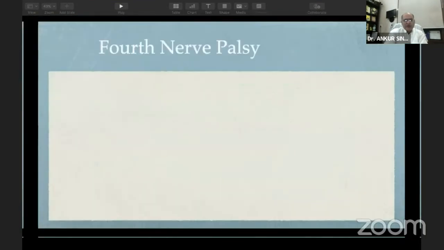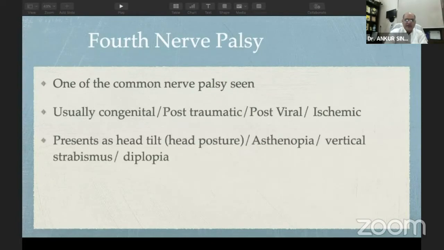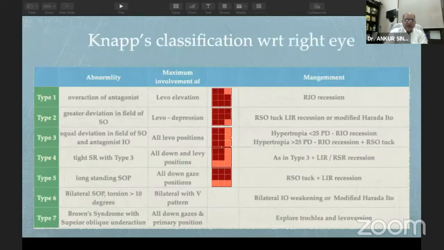Now we move on to 4th nerve palsy. This is one of the most common nerve palsies which is seen, usually congenital, post-traumatic, viral, and ischemic. It usually presents as head tilt in the congenital cases, and asthenopia, vertical strabismus, and diplopia more so in acquired cases. Asthenopia could be seen both in the acquired as well as congenital cases. It is not a sign of raised ICT as it is not a pseudo-localizing sign, but it may be associated with diabetes and hypertension.